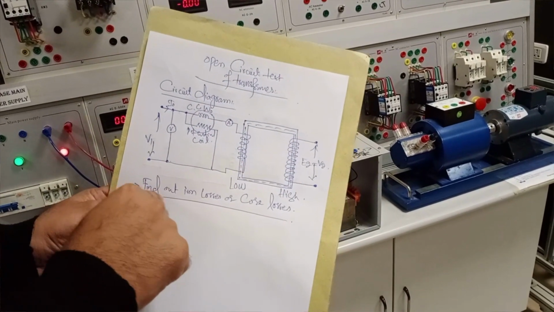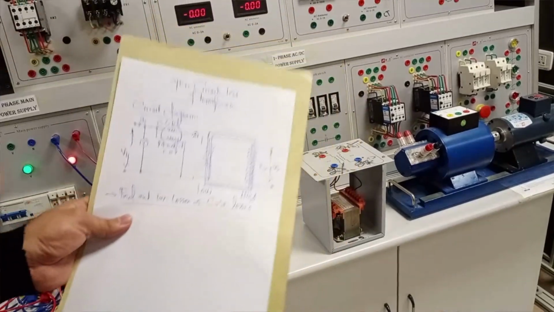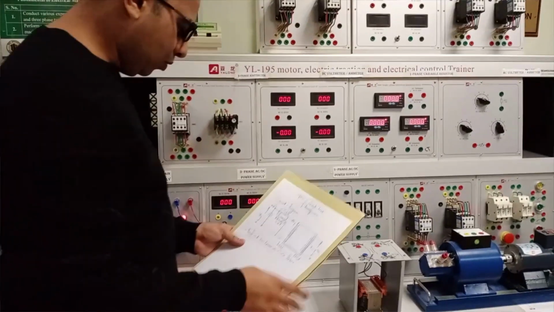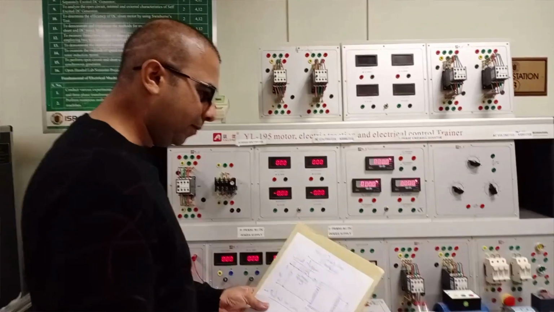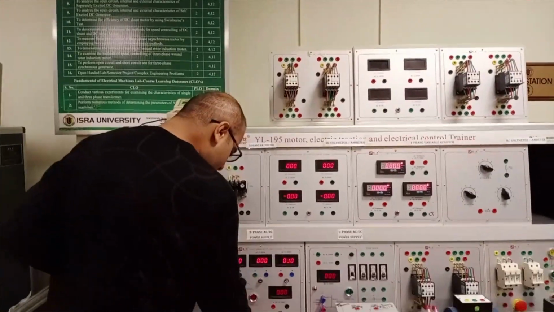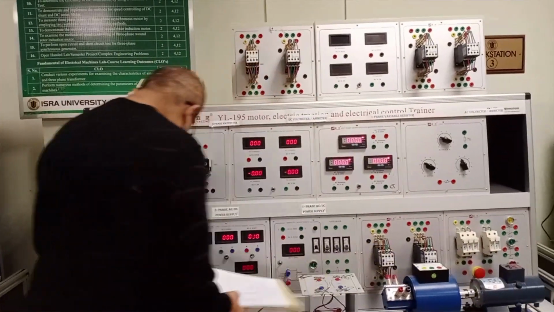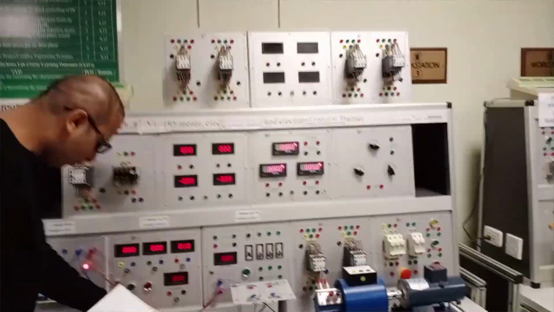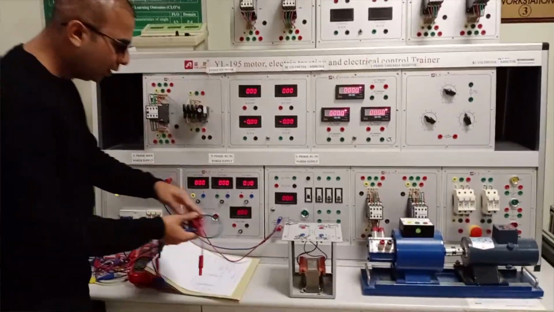This type of test is used to find out the iron losses or core losses in the transformer. Now, conducting this experiment again, what we have to do, again, we are taking some leads and wires from this trainer.